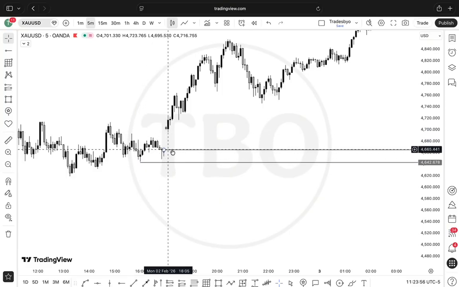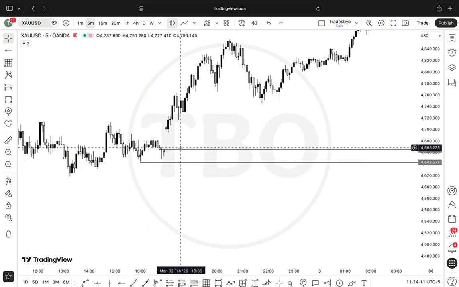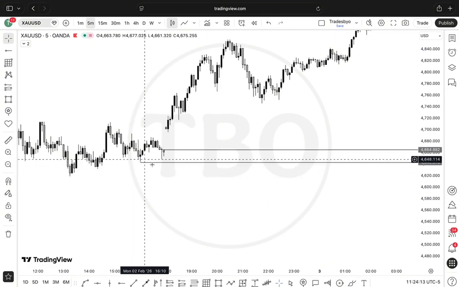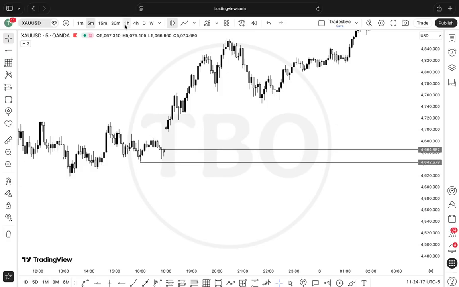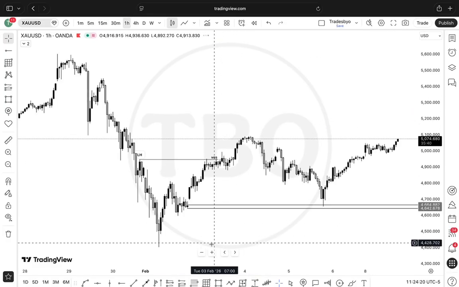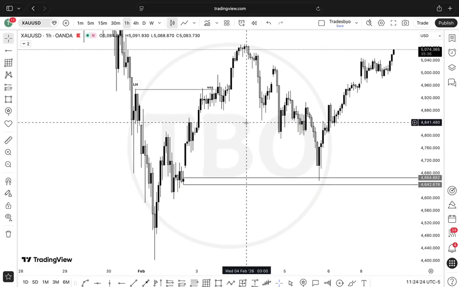So what you want to do is put the zone at the high of that candle. Do not interfere with the low of the 1 hour zone, because that's where we want to put our stop loss, right? Now let's go back to the 1 hour time frame, guys. Look how simple, look how clean this is, right?